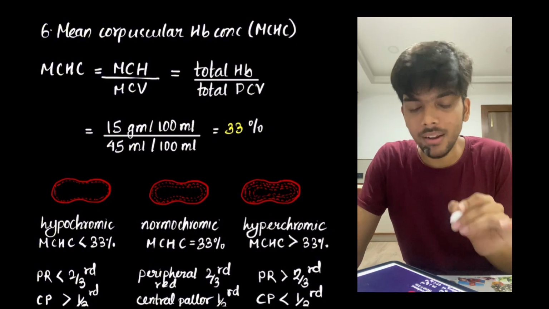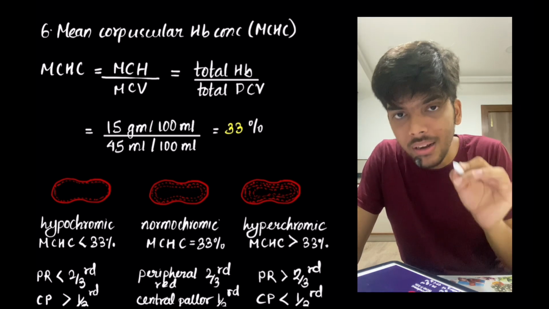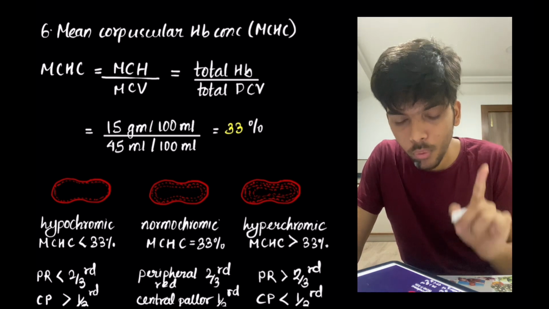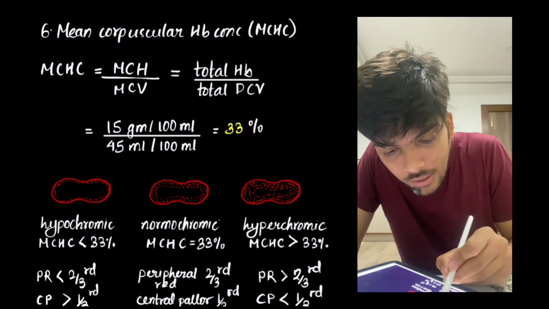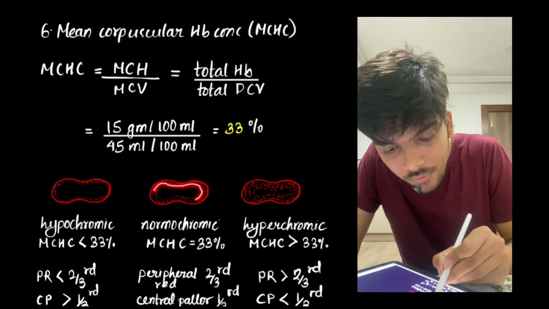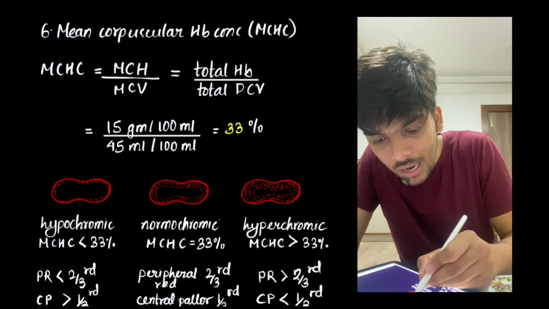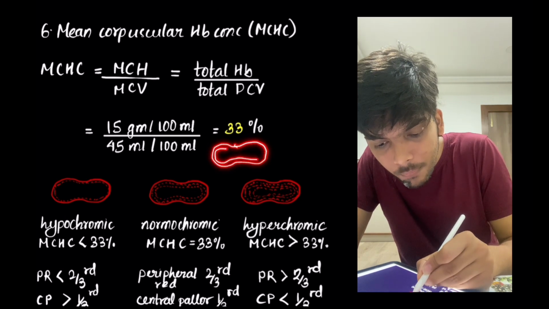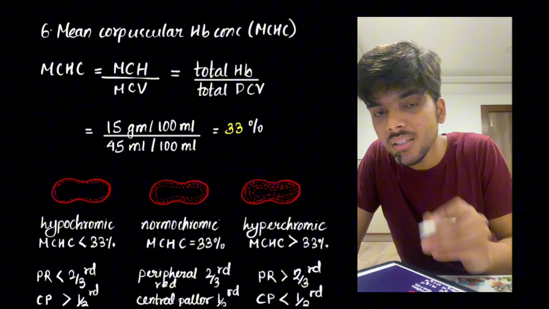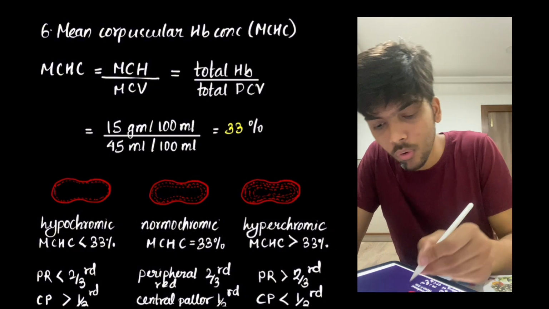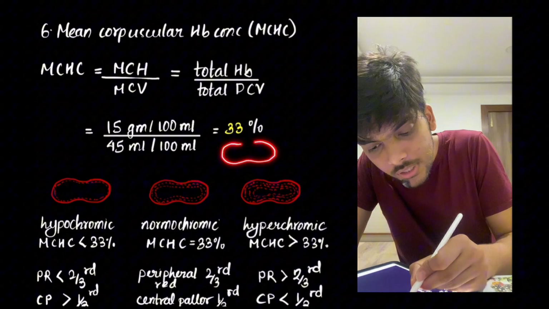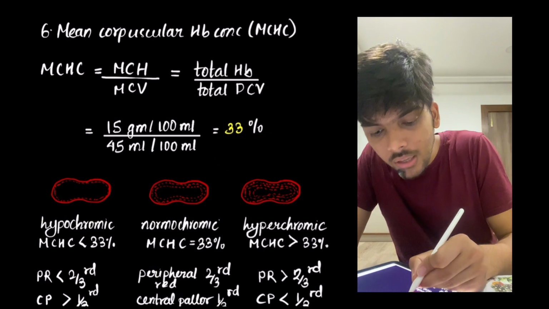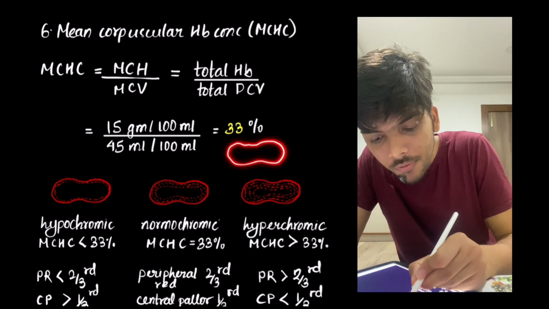If you look at a normochromic red blood cell, which is a normally colored red blood cell, you will find that it is peripherally red. Here's your typical RBC, it is peripherally red. The reason being the RBC is not completely filled with hemoglobin. The hemoglobin is present at the periphery of the RBC.